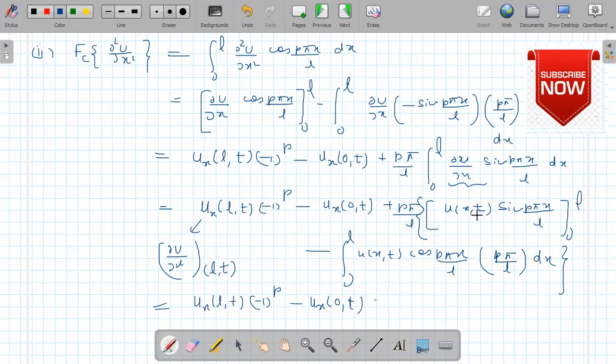This whole expression will be 0 because at the upper limit sine p pi will be 0 and at the lower limit this is 0. So this term vanishes and this p pi will get multiplied with this p pi so that we have p square pi square over L square. And this integration is nothing but the finite Fourier cosine transform of the function u, that is denoted by U_C bar.